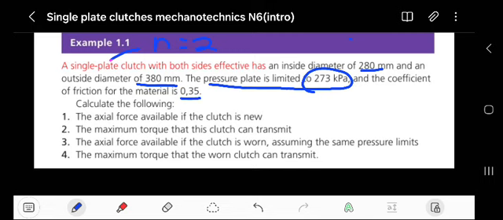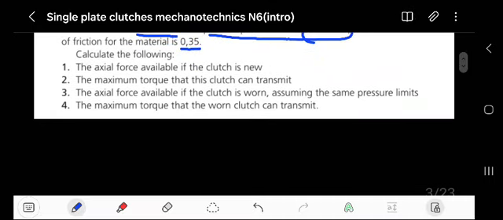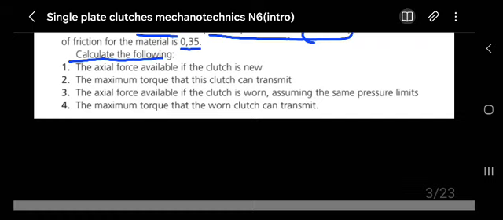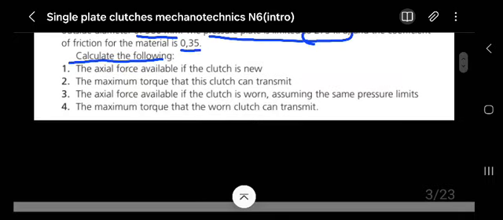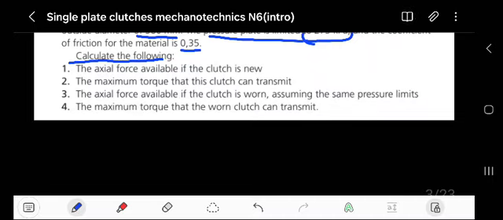Okay, it says now, given, to calculate the following. Number one, calculate the following. Number one, you should calculate.